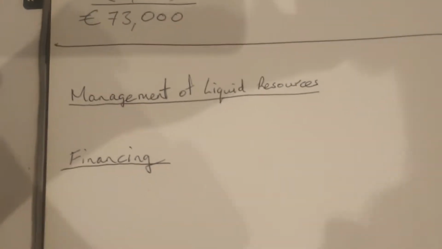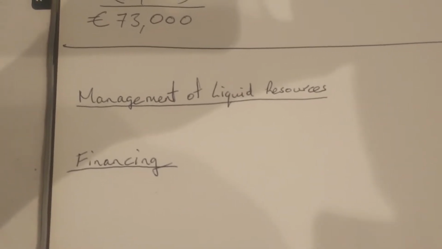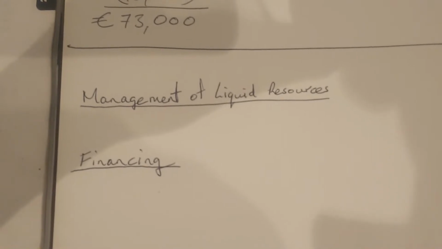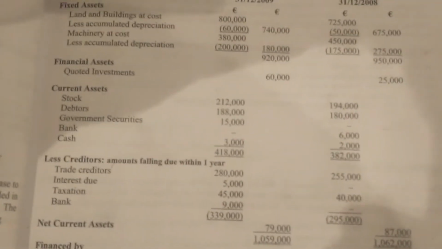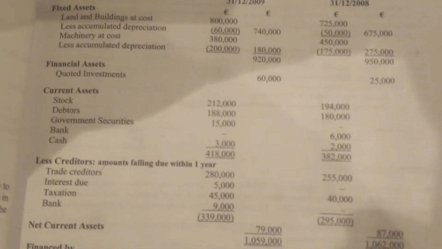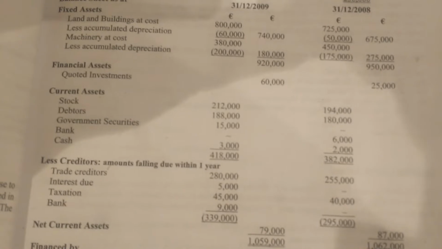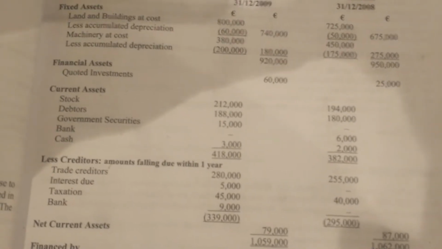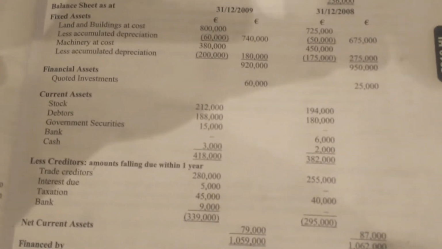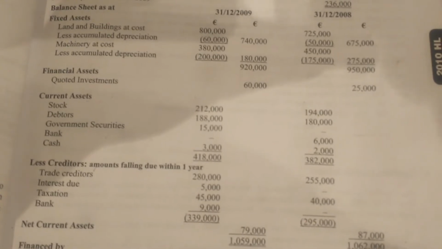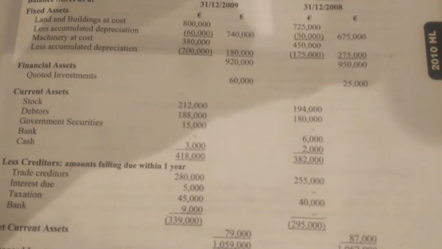And in the management of liquid resources heading, for the 60 mark question, in higher level leaving cert anyway, what they're referring to when they talk about liquid resources are always government securities. So if we see it there in the question, you've got government securities. They're an asset. They're really just a type of investment, but a liquid investment, something that could be cashed in for cash very easily. So if we notice there in 2008, you've got zero government securities, and in 2009, you've got 15,000. So you must have purchased 15,000 euros worth of government securities sometime during 2009.